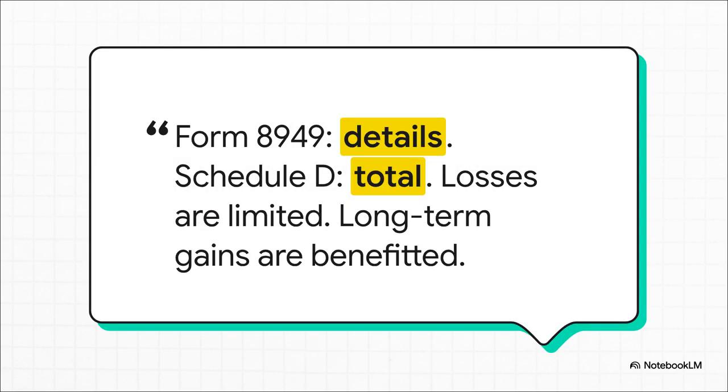Okay, so if your brain is full and you can only take away one thing, make it this sentence. Form 8949 is for the details. Schedule D is for the total. Your losses have limits, and your long-term gains have benefits. Got it? That's the whole game right there.